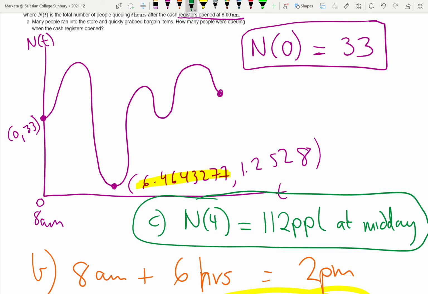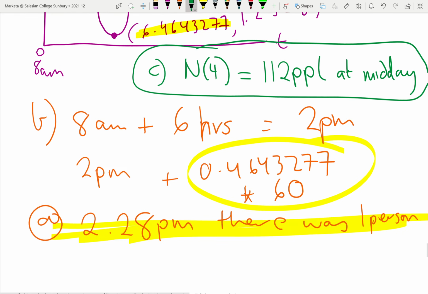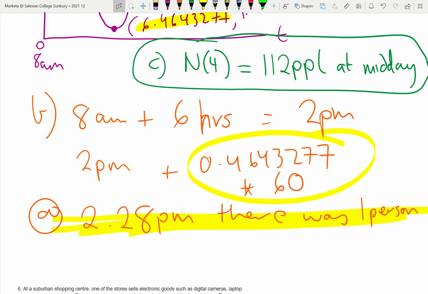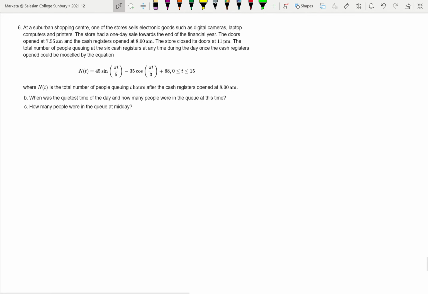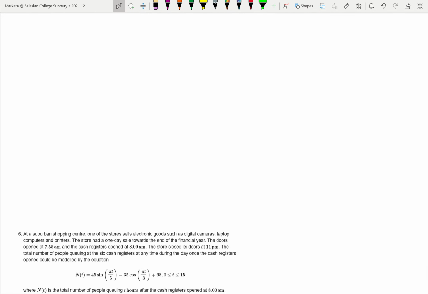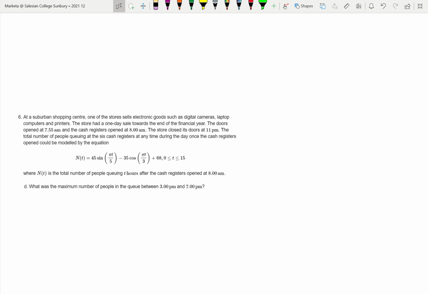All right, so far not too hard. It's just a matter of really subbing in values. I think the hardest part there was part B, being able to convert that value of t into a time. But even that, not too bad once you know to times by 60. Let's go to part D. What was the maximum number of people in the queue between 3 p.m. and 7 p.m.?